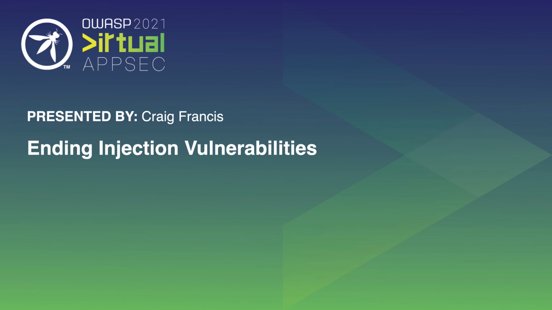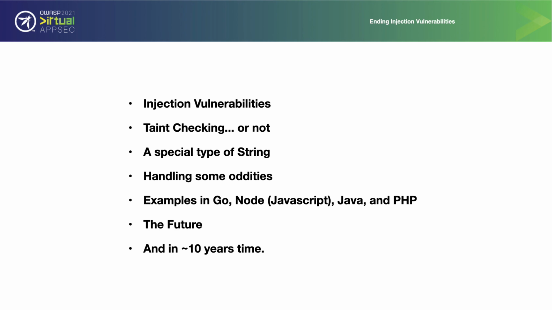Today we're going to talk about injection vulnerabilities. We're going to briefly cover injection vulnerabilities, but talk about how taint checking can help, or not, a special type of string, handling some oddities, and examples you can use today in Go, Node, JavaScript, Java and PHP. We'll also cover the future and what we can hopefully do in, let's say, 10 years' time.